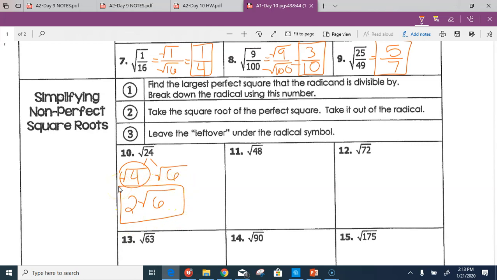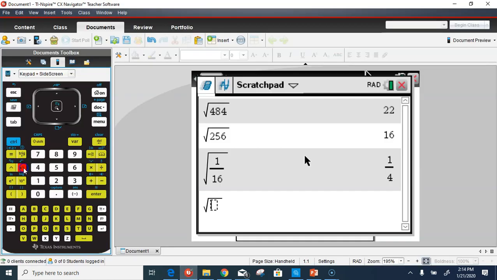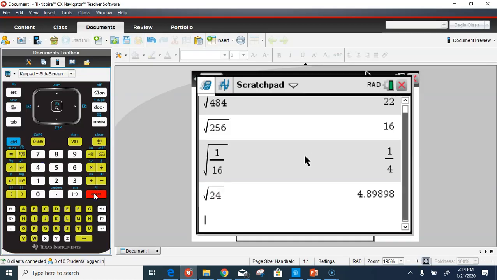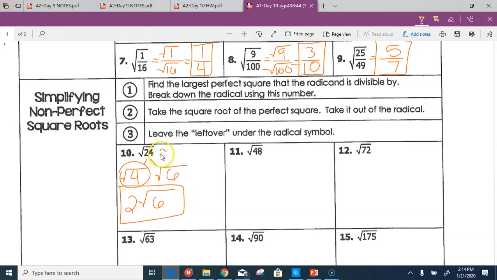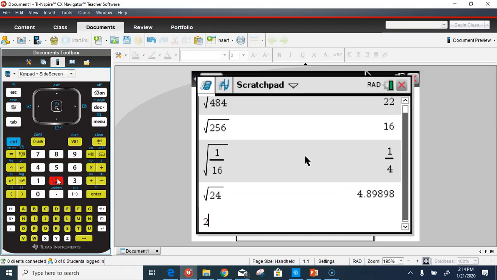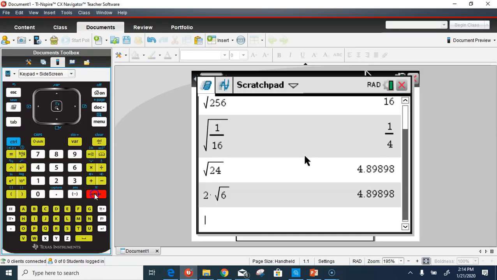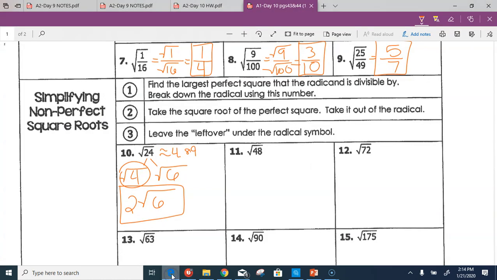I can verify this very easily with my calculator. The square root of 24, according to my calculator, is 4.89. So I'll go ahead and approximate that right here, 4.89. When I do 2 square roots of 6, like my final answer says, I get 4.89 also, so it checks out. That's how you're going to check your work with your calculator.